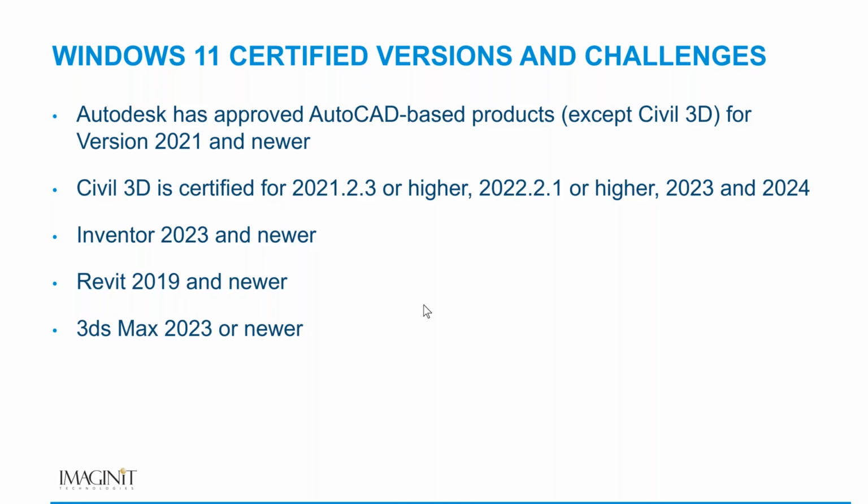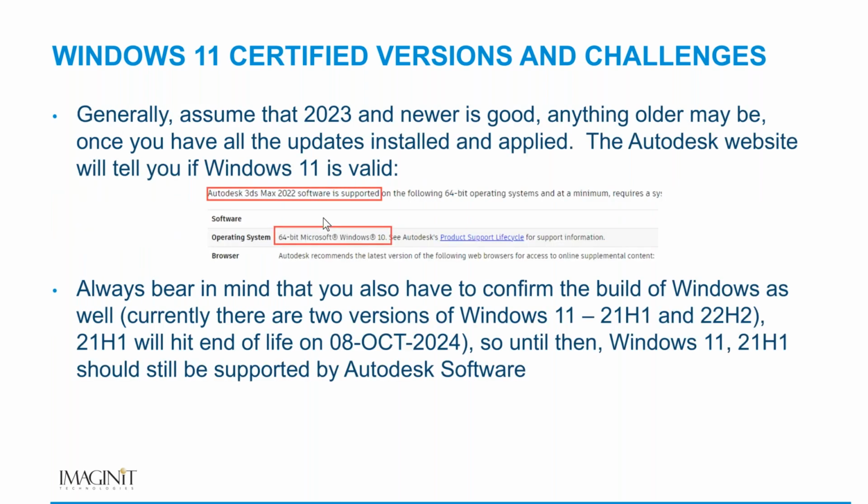If you are using some of these products, be aware that some of them may not be Windows 11 certified. That doesn't mean you can't run them, but it means you're running them in an unsupported environment. Now we're going to talk a little bit more about certain challenges. Generally we assume 2023 and newer is good. Anything older may be, once you have all the updates installed and applied. The Autodesk website always will tell you if it's valid, where it says Autodesk 3ds Max 2022 is only supported on Windows 10 64-bit.